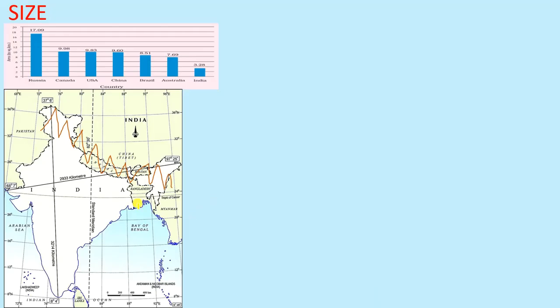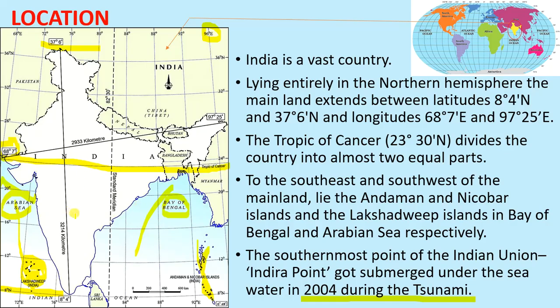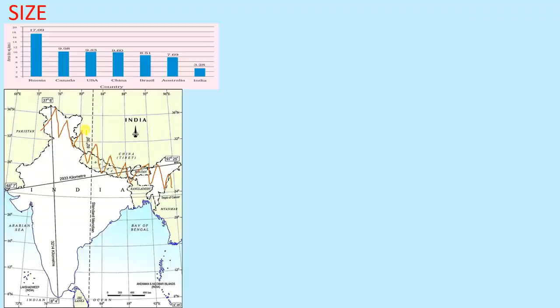Now students, about the size of our country. One more concept in the location, students. The east to west extent is also given in kilometers: 2,933 kilometers, and the north to south extent is given as 3,214 kilometers. This is all about the location of our country.